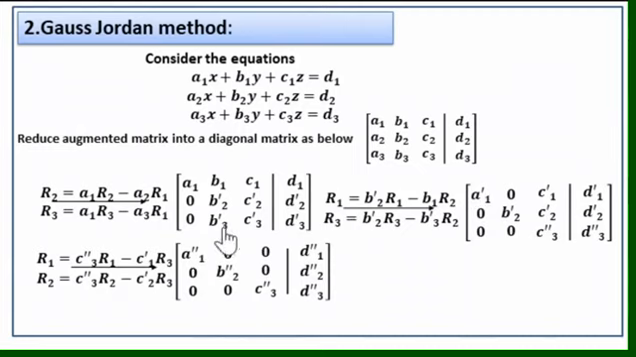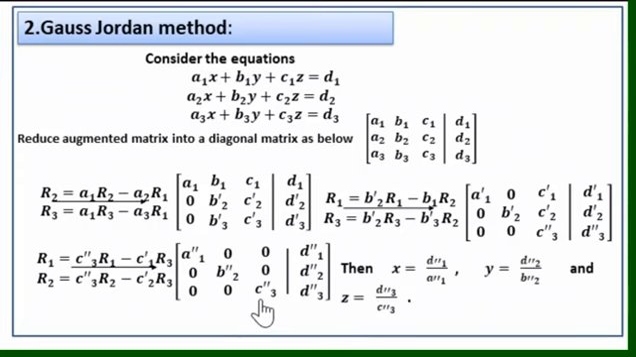Similarly, applying these two operations, we get this matrix. Here the coefficient matrix is a diagonal matrix, and from this last matrix we can write A1'' X equal to D1'', so that X equal to D1'' by A1''. From the second equation, B2'' Y equal to D2'', or Y is equal to D2'' by B2'', and the third equation gives C3'' Z equal to D3'', so that Z equal to D3'' by C3''.